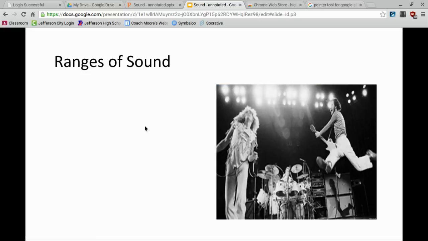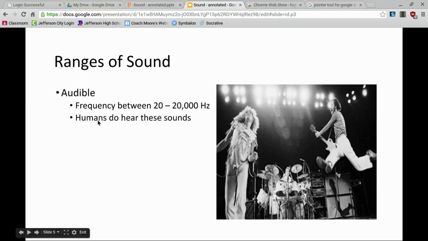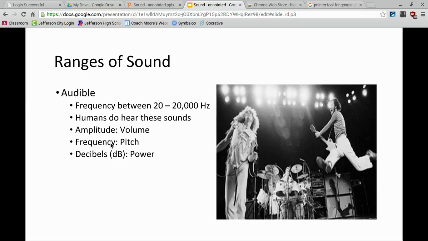The next range of sound is what we consider to be audible noises. Audible means we can hear them. So anything between 20 and 20,000 hertz, the human being can hear. In a sound wave, or any wave, we've talked about amplitude and frequency. Well, the amplitude is synonymous with the volume. So a larger volume will mean that the sound wave has a larger amplitude. The frequency relates to pitch. So the higher the frequency, the higher the pitch, the higher the sound.